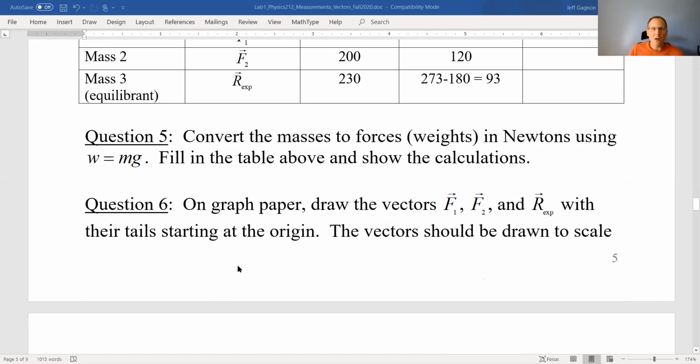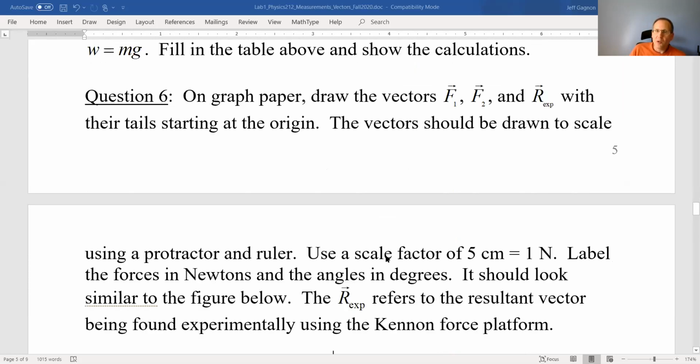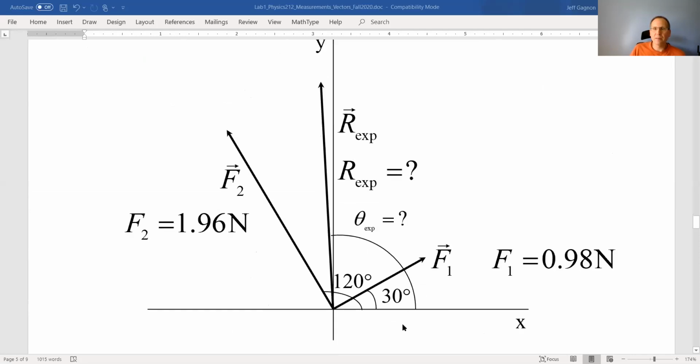Okay, question 6. Now on graph paper, what you want to do is draw the vectors F1, F2, and R experimental with their tail starting at the origin. You want to do this nicely drawn to scale using protractor and ruler, where the scale factor you want to use is 5 centimeters equals 1 Newton. Then you want to label the forces in newtons, the angles in degrees, and it should look similar to this figure right here, right? So I have F1. You have to draw the correct length.